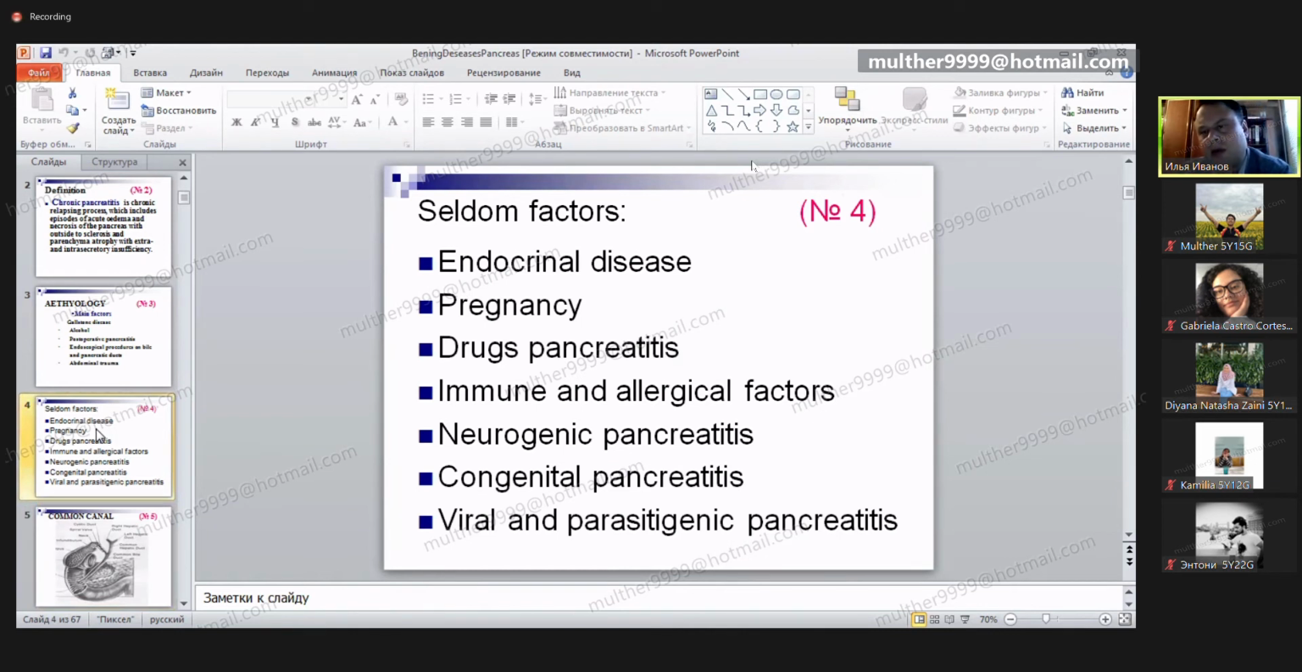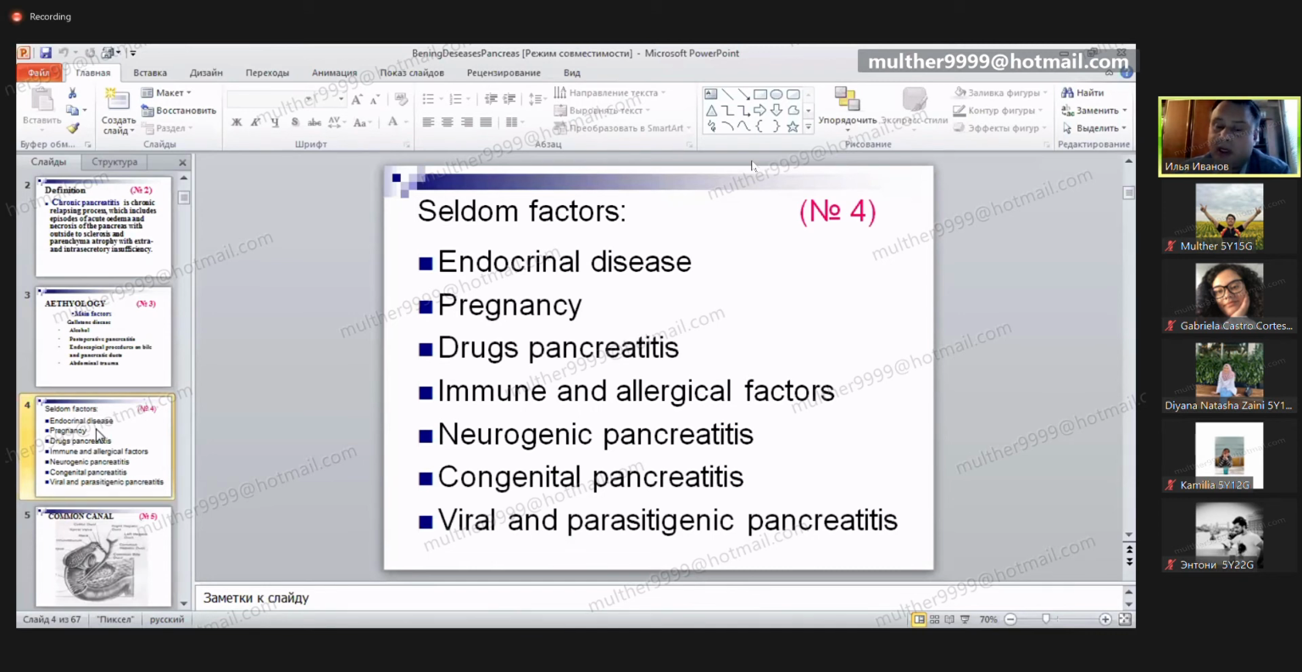And we need to know some seldom factors. It's the secondary factors, but not very frequent, not very important. Is the presence sometimes of the endocrinal disease, pregnancy, some types of the poisons or drugs or narcotics lead to development of the primary pancreatitis. Immune and allergological factors are all possible in our life, but the statistic according these factors is small. Neurogenic pancreatitis, congenital pancreatitis.